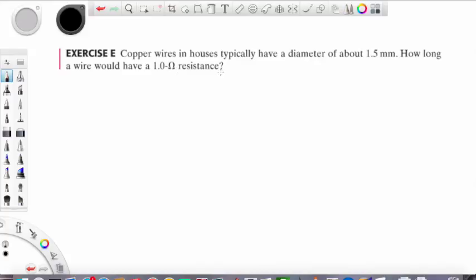In exercise E, we need to calculate the length of a wire that would have 1 ohm resistance if we know its diameter. We start as usual, R equals rho times L over A, and we want to evaluate the length. So this is R times A divided by rho, and the cross-sectional area of a cylindrical wire, which is being assumed, is pi times diameter squared divided by 4, and rho.